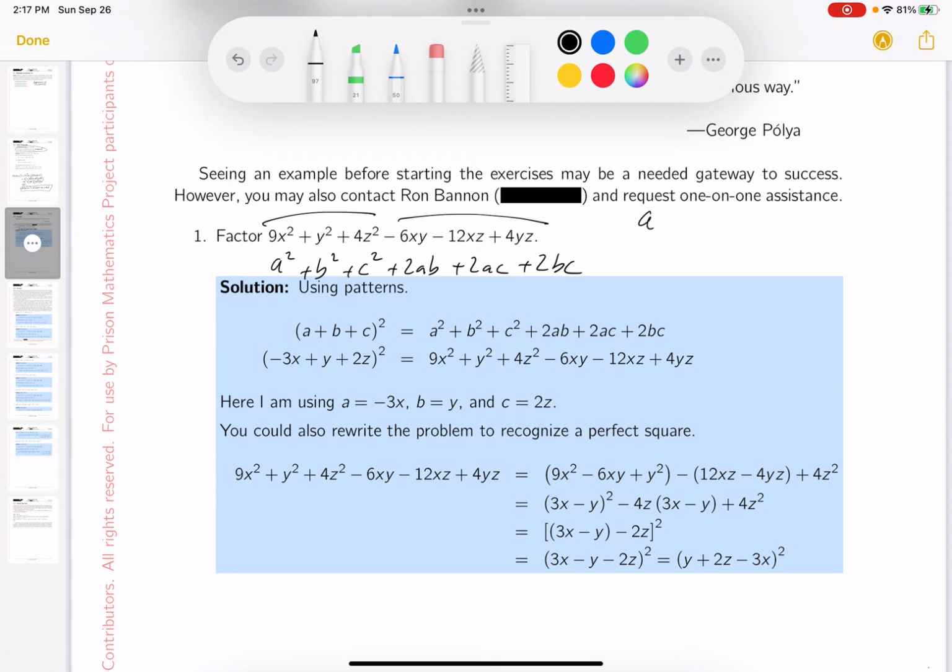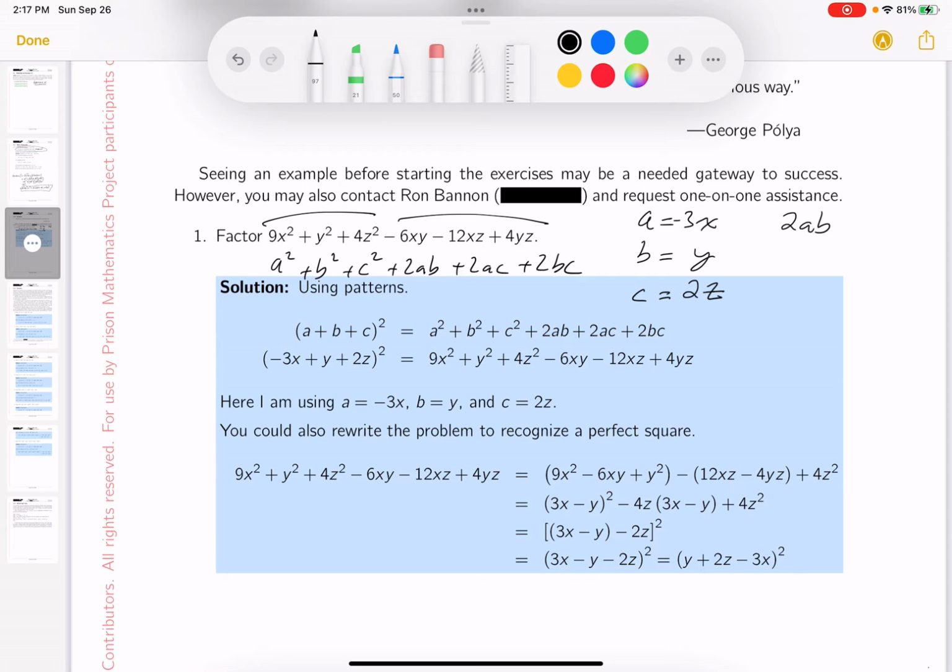For some students, it's just a guessing game what it is. They don't see it. So I'm going to do a guessing game. I'm going to say it looks like a is 3x. I'm going to say b looks like it's y, because b squared would be y squared. And c looks like it's going to be 2z. Again, what am I doing? The first three terms are a squared plus b squared plus c squared. That would certainly work out. And then what's the next term? Twice ab. I got troubles immediately because I'm not getting the minus 6xy. I would get 6xy. So I'll make a stab at it.